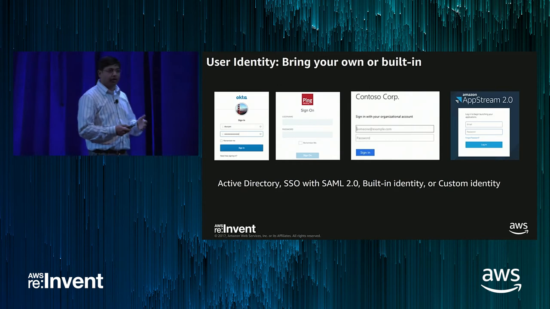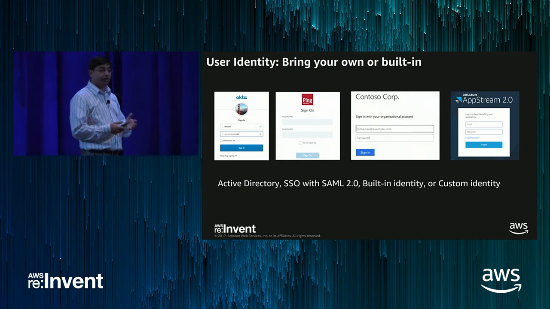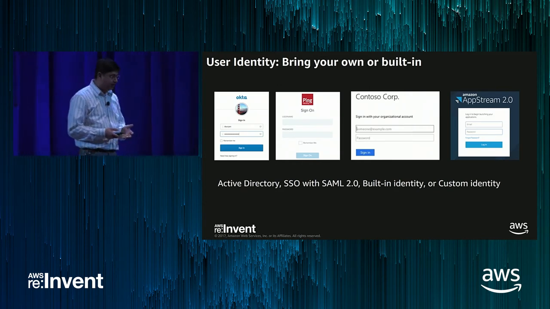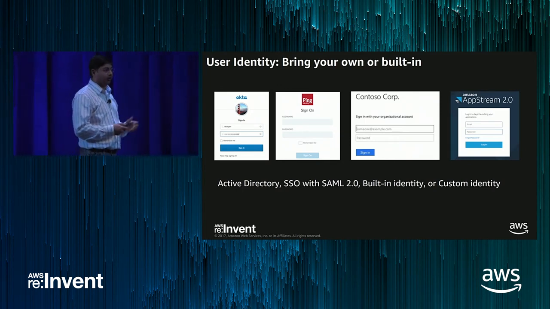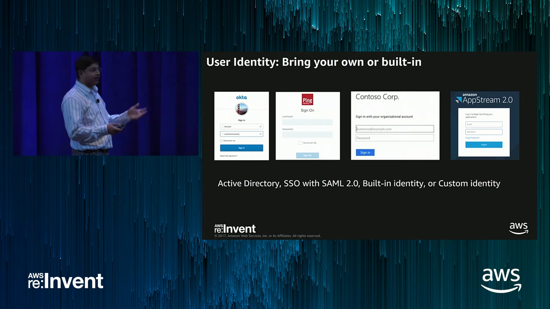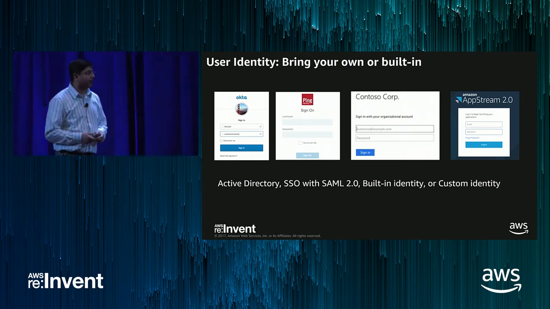And then for small and medium business customers who don't have this infrastructure or are starting from scratch, we provide a built-in identity backed by AWS Cognito. That way, the user pools will help you start everything from the ground up on AppStream.